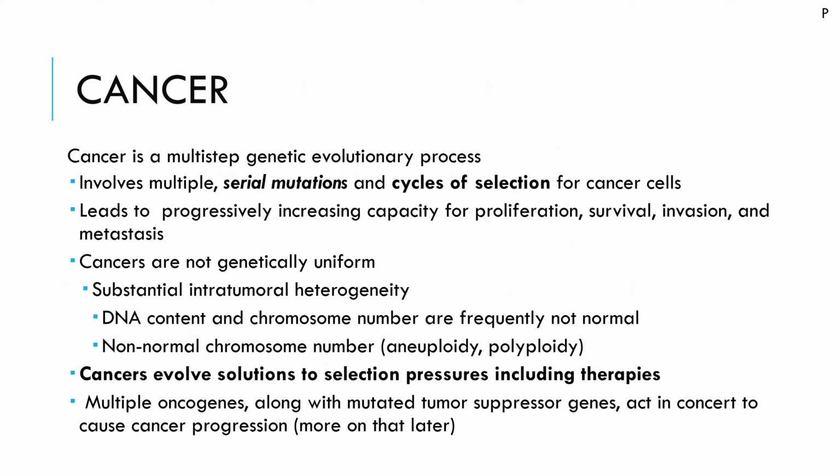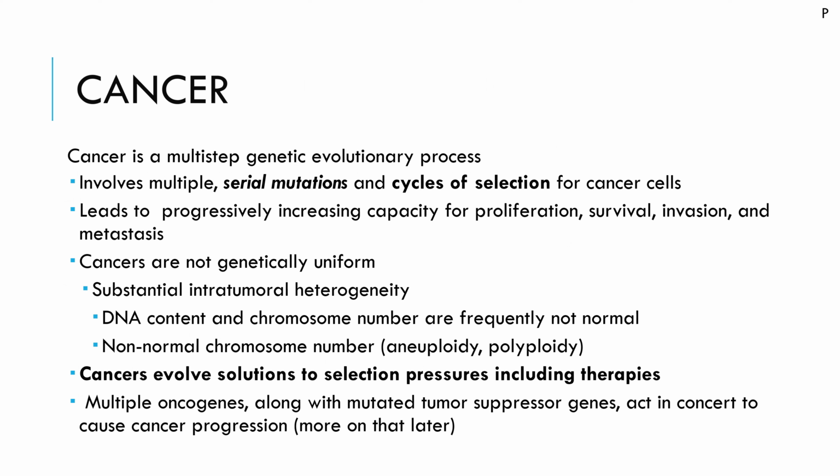Cancers, especially the solid cancers, are not genetically uniform. They have substantial intertumoral heterogeneity. They vary from place to place. If you start at the outside of a tumor and you go to the center of it, the core, the gene expression can vary quite dramatically from those two positions. For example, the DNA content and the chromosome number are frequently very different and not normal. Non-normal chromosome number is very common in many tumors.